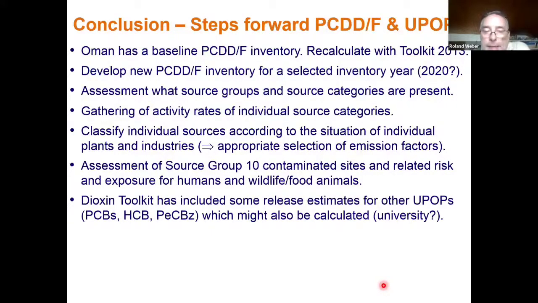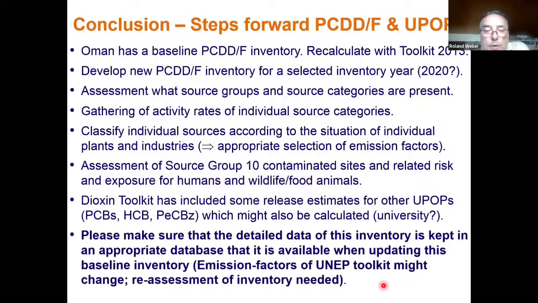The dioxin toolkit has included some emission factors of other UPOPs, so it might be calculated, but like I said, I would rather see this as an interesting task for a university. Please make sure that the detailed data of this inventory is kept in an appropriate database that is available when updating this baseline inventory. The emission factors of the UNEP toolkit might change, so a reassessment of the inventory might be needed. Thank you for your attention.